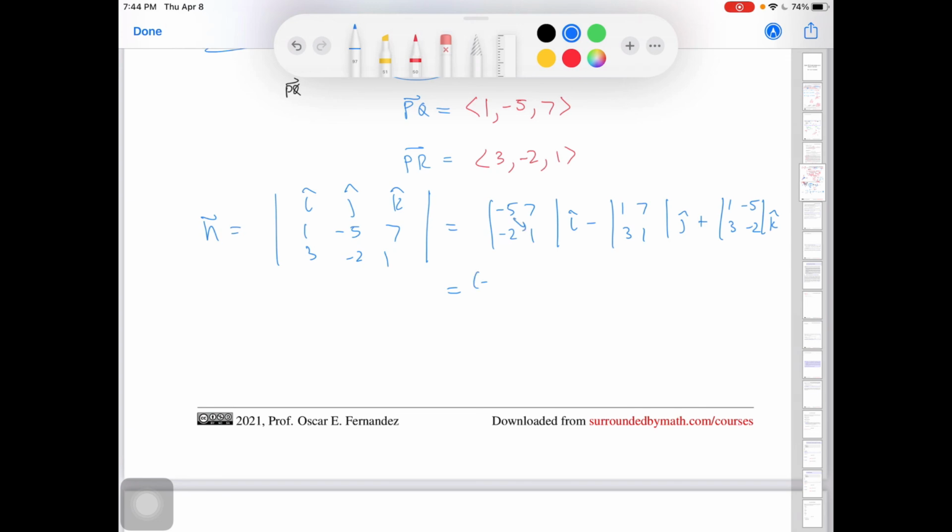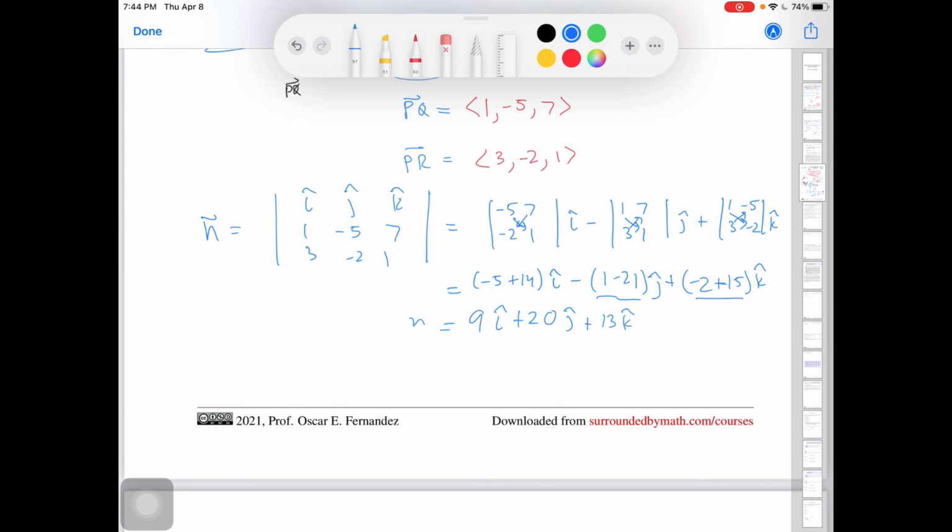Then we calculate these determinants. So we have negative 5 minus negative 14, so that's plus 14, i hat. And over here we have 1 minus 21, and then we have a j hat there. And then over here we have negative 2 minus negative 15, so plus 15, and we have a k hat. And then we do some arithmetic here. Negative 5 plus 14, that's 9. And over here we have 1 minus 21, negative 20, with a negative out front, makes it positive. And then over here we have plus 13 k hat.